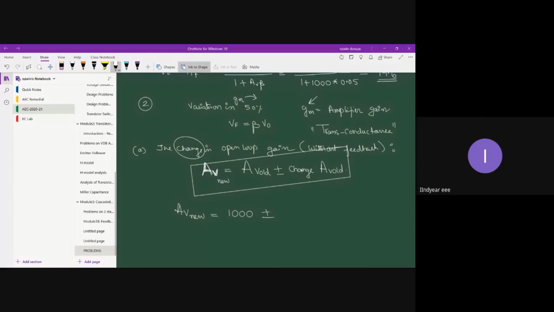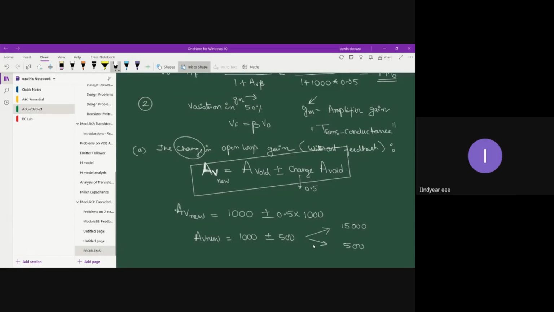Okay. And then the change part. What is that change part? The change factor is 50%, which is nothing but 0.5 into the old voltage gain value, which is 1000. Or AV new is equal to 1000 plus or minus 500. So that gives AV new as either 1500 or 500.